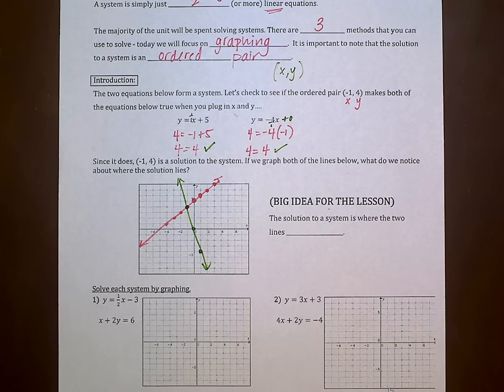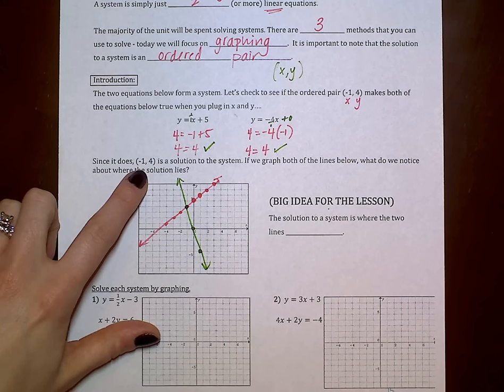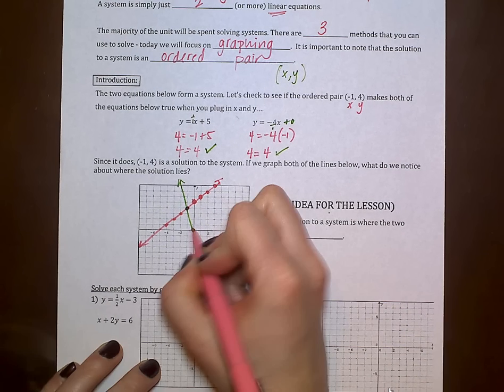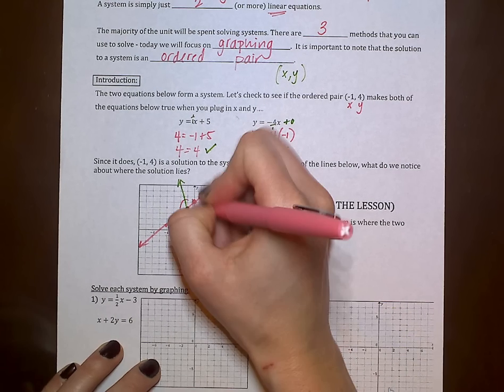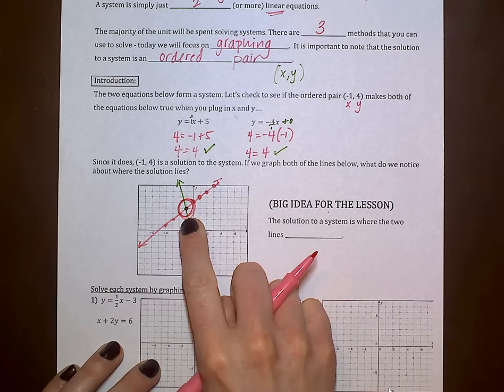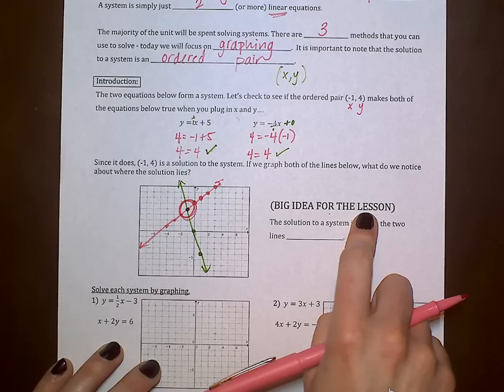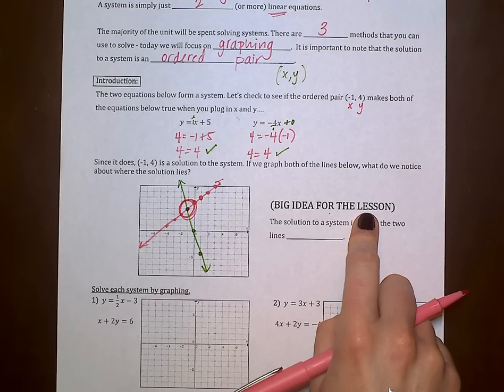So there's that line. Now, where's negative 1, 4? Well, that's left 1, up 4. That's this point right here. And if you notice, and this is the big idea for the entire lesson, guys, graphing a line should not be brand new to you.